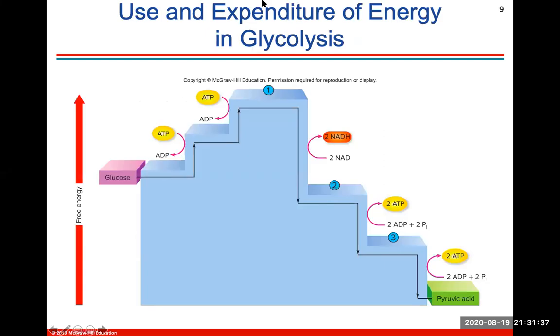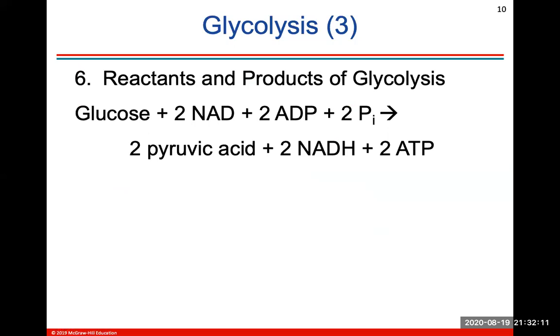So this is a look at use and expenditure of energy in glycolysis. 2 ATP are required in the first 2 steps of glycolysis, taking this glucose molecule. And then it creates 2 NADHs and 2 ATP at the end, and then another 2 ATP. So if you look at this in general, we need 2 ATP at the beginning, and we get 4 ATP at the end, and 2 pyruvic acids. But since we started with 2 ATP, the net gain is only 2 ATP. And that is shown here.